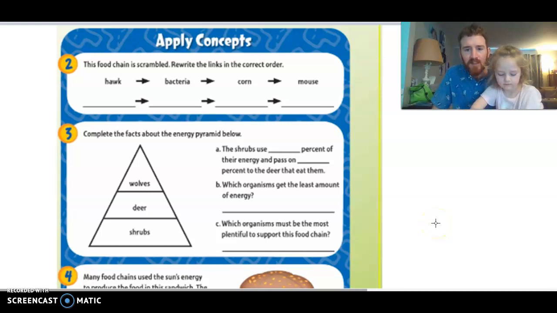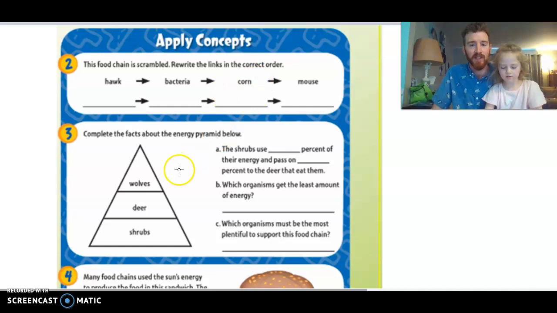Just to follow up on some of the things we talked about the other day, here we have number 3. Number 2, you're just going to rearrange the food chain. This is not correct. Remember, we have to start with producers and then get to our herbivores, first level consumers, and then the second level consumers. And keep in mind, this bacteria would be a decomposer. So make sure you rearrange that in the right way, putting them in the right order so it's a good looking food chain.